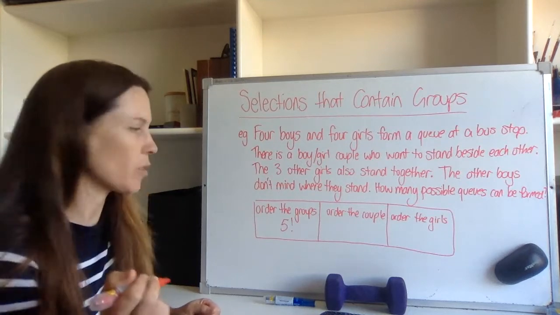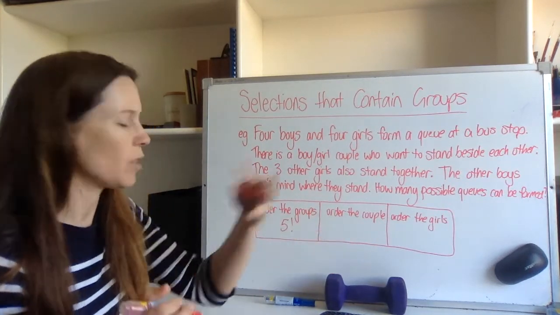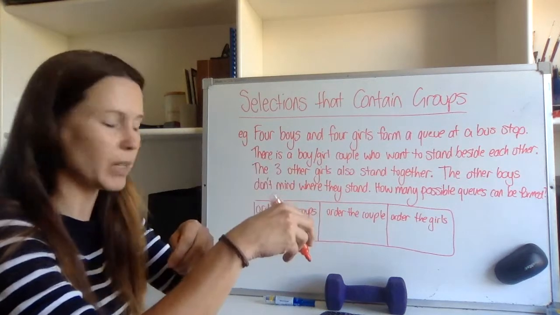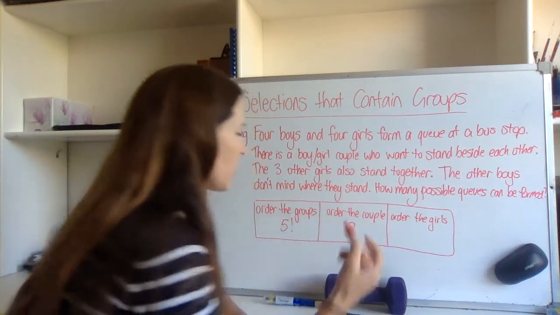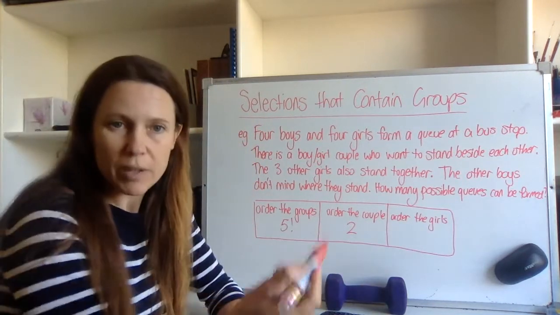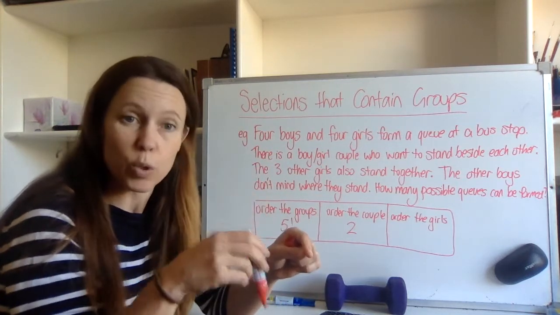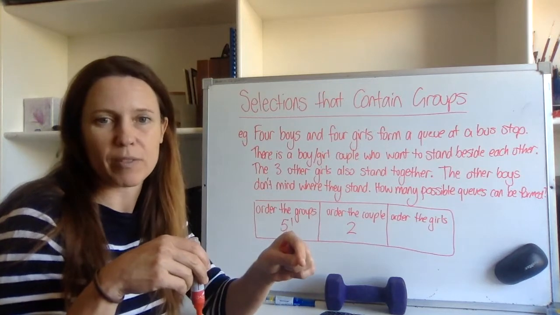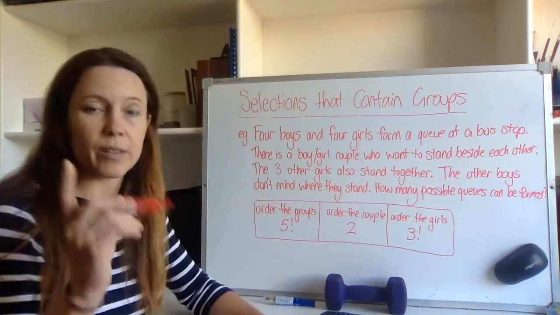But within those groups, there's 2 ways that we can order the couple, because we could have the boy and then the girl, or the girl and then the boy. So that's 2 factorial ways, or we could just write 2. We know that 2 factorial just is 2. And if we're ordering the girls, then there's 3 of them that could be at the front of their little bunch, and 2 who could be second, and 1 that will have to be last. So there's 3 factorial ways that we can order 3 people.